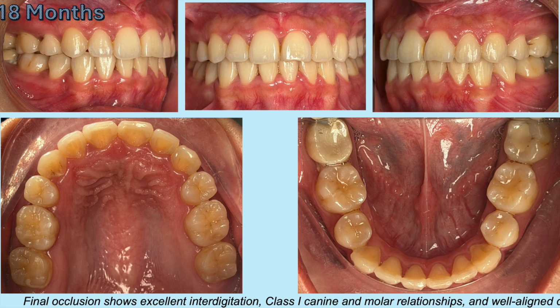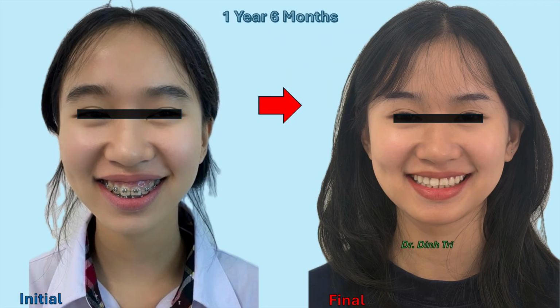Final intraoral views show an excellent Class I relationship that is stable. The crowding and crossbites are fully resolved. We can see the excellent change of the patient between the initial and the final of the treatment.